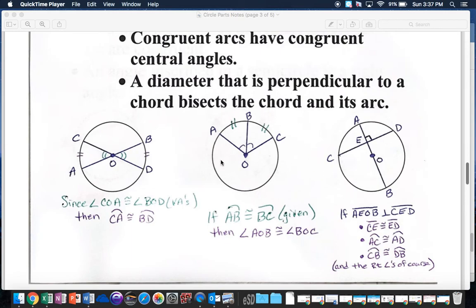All right, so that's central angles. All right, I'm going to stop this and do the next one in another video.